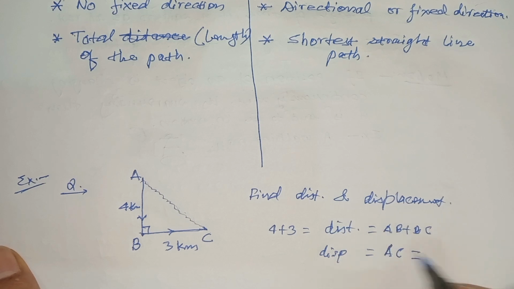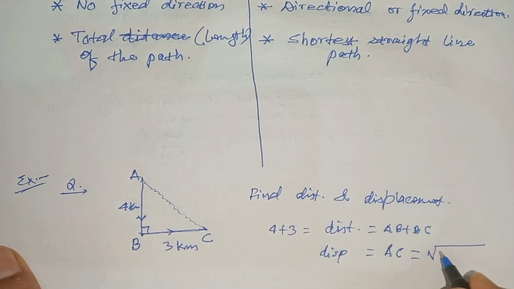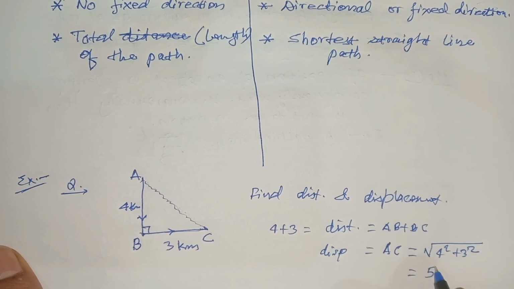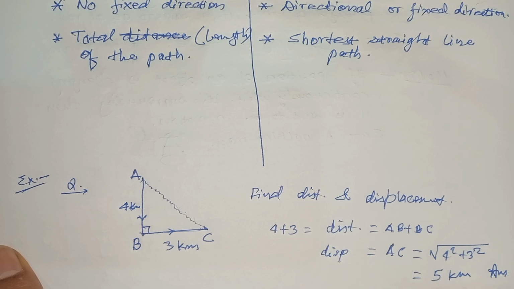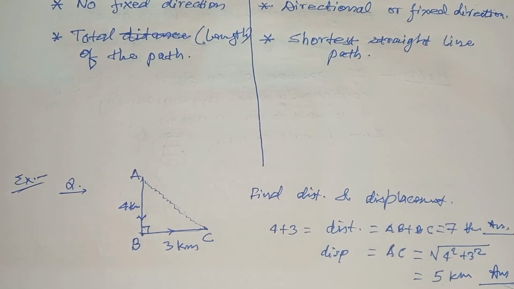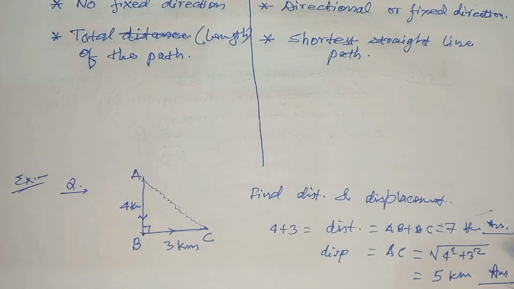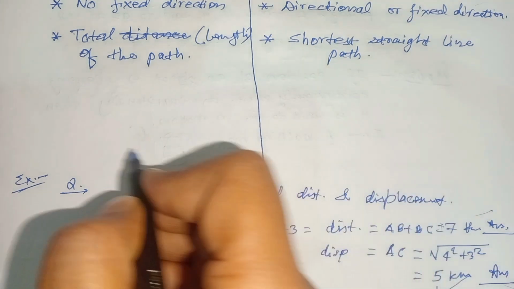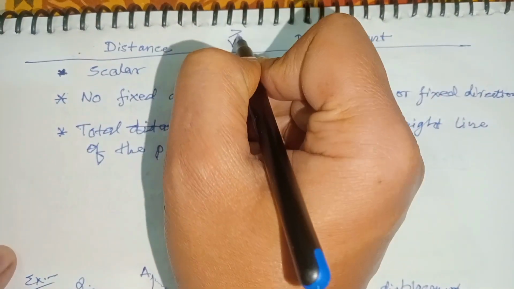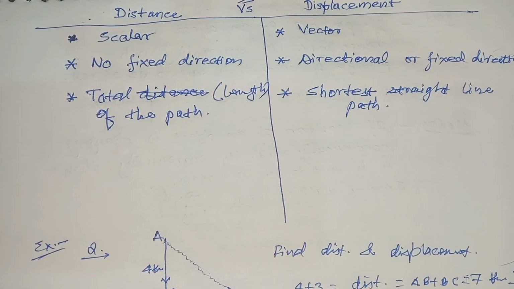So this is AC. Applying Pythagoras theorem, 4 squared plus 3 squared comes to 5 kilometers. This is the answer for displacement, and this is 7 kilometers, that is distance. So the distance comes to 7 kilometers and displacement comes to only 5 kilometers. This is a major difference between these two. The value of distance may be greater than or equal to displacement, so you can write distance can be greater than or equal to displacement.